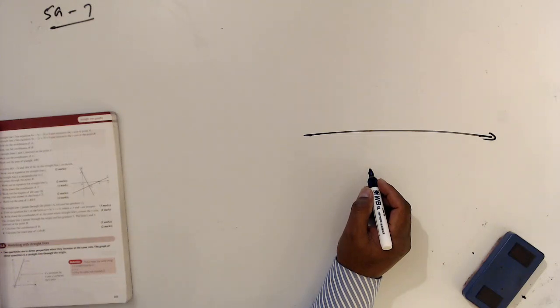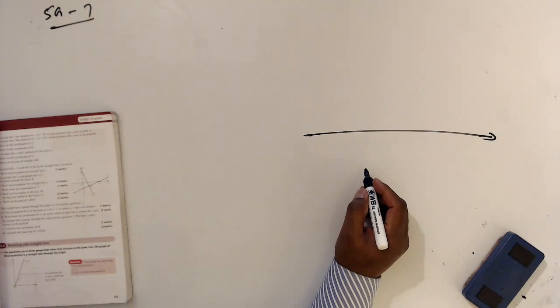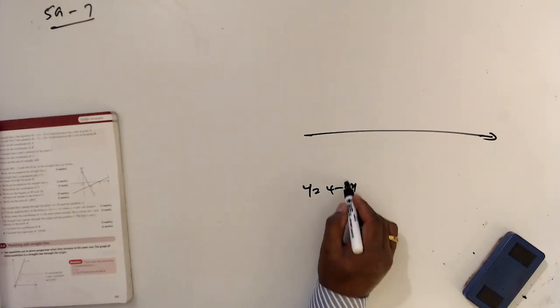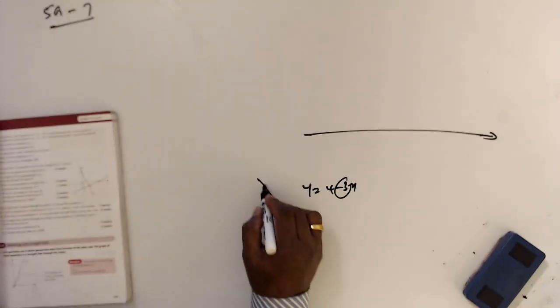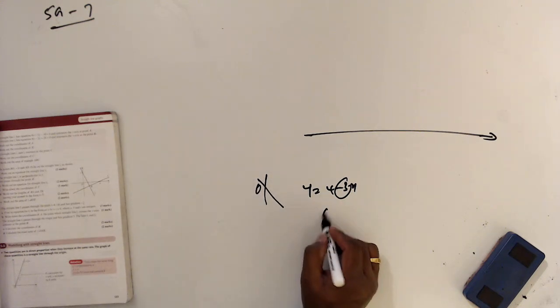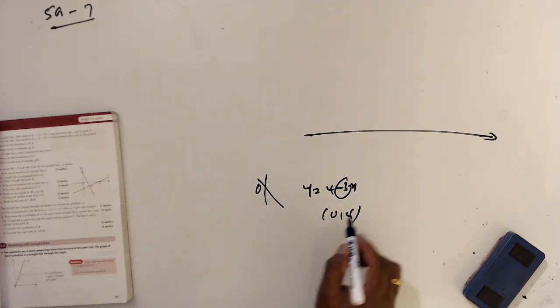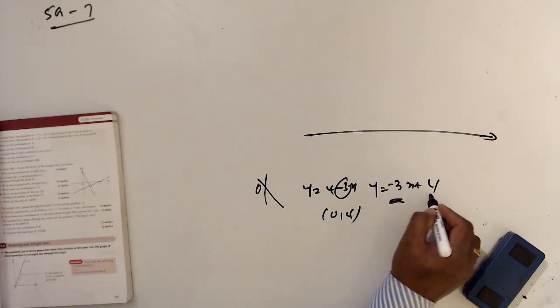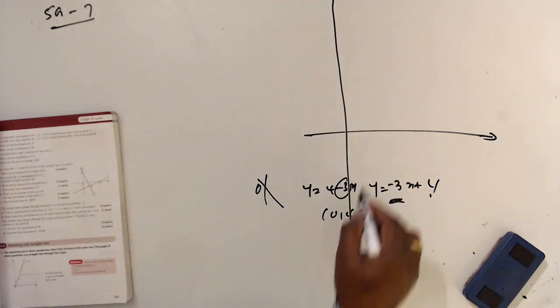Question number 7. y equal 4 minus 3x. This is a negative gradient and goes through (0, 4). Y equals minus 3x plus 4, a negative gradient, and so I will draw it like this.